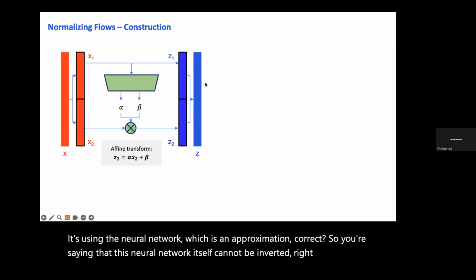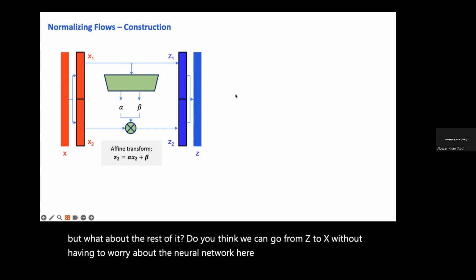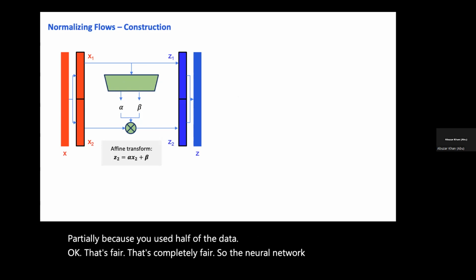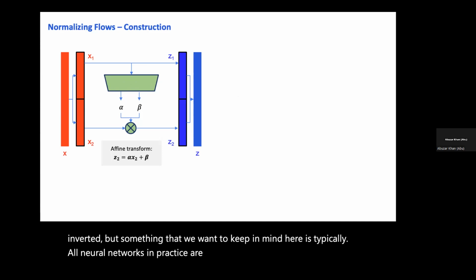Yep. Okay, but what about the rest of it? Do you think we can go from Z to X without having to worry about the neural network here? Partially, because you used half of the data. Okay. That's fair. That's completely fair. So the neural network itself cannot be inverted, but something that we want to keep in mind here is typically all neural networks in practice are deterministic, right?